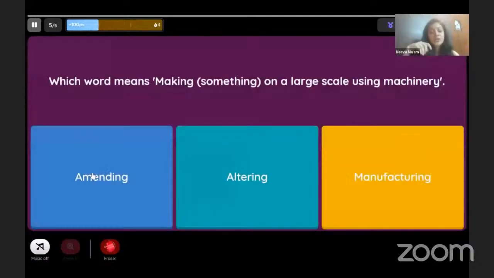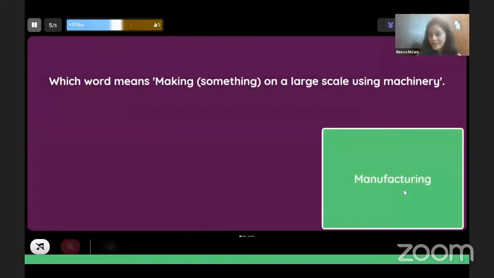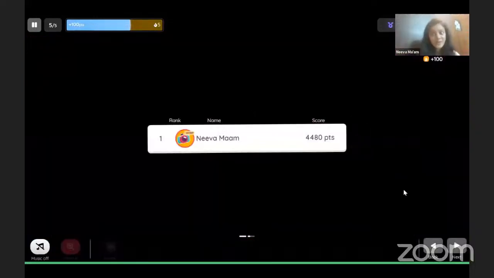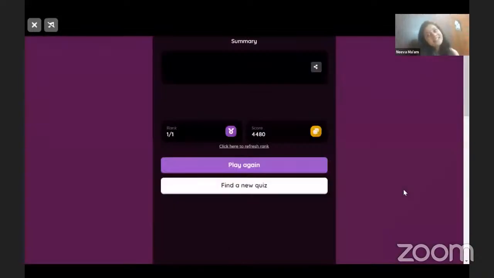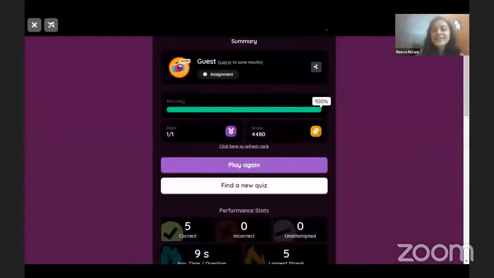Which word means making something on a large scale using machinery? It is manufacturing. When I was telling you the story, I also brought up the word, right? It is manufacturing. Excellent, all of you. Very, very good. See, we got a 5 on 5. Super duper. All right. Now we'll go back to our story and let's see what's going to happen next.